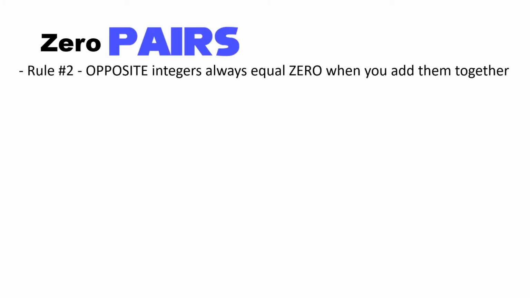Now let's talk about something called zero pairs. This brings us to rule number 2. Opposite integers are always going to equal 0 when you add them together. For example, if we have a plus 5 and a negative 5, they're opposites. If we add them together, we're going to get 0. Let's look at an example question.